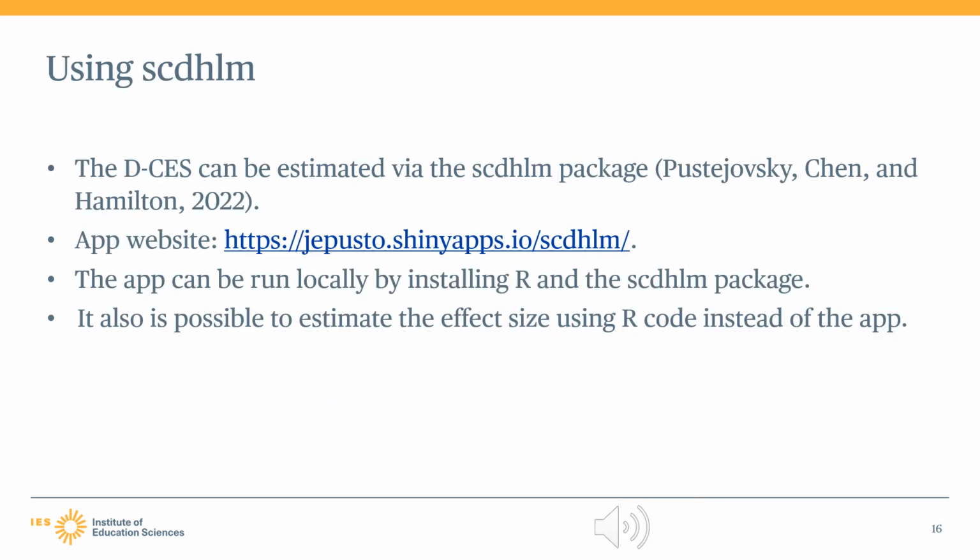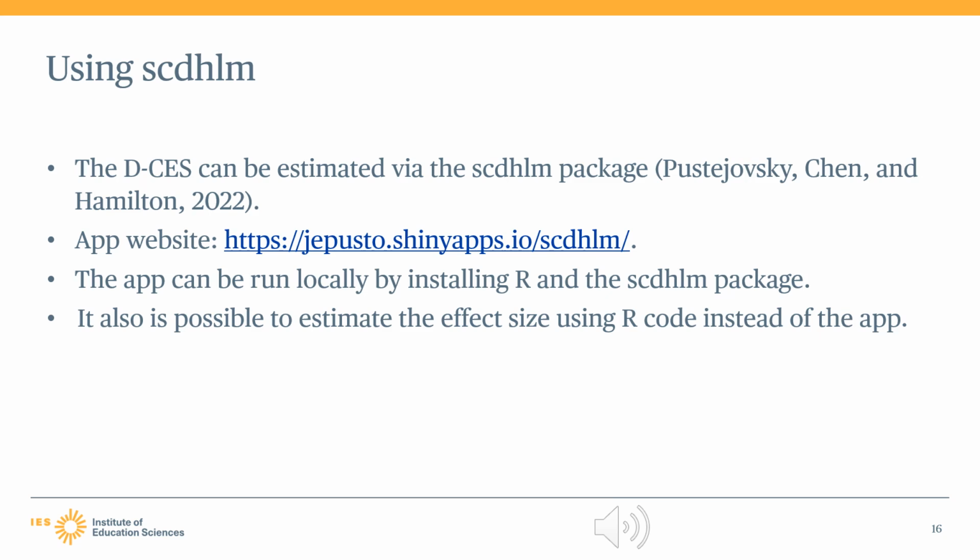Now we'll discuss how to use the SCDHLM software to estimate a design comparable effect size. This package was programmed by Dr. James E. Pustejovsky and some of his colleagues. An online app is available at the URL in this video or in the slides. It is also possible to run the app locally by installing R and the SCDHLM package. Finally, effect sizes can also be estimated using R code outside of the app interface.